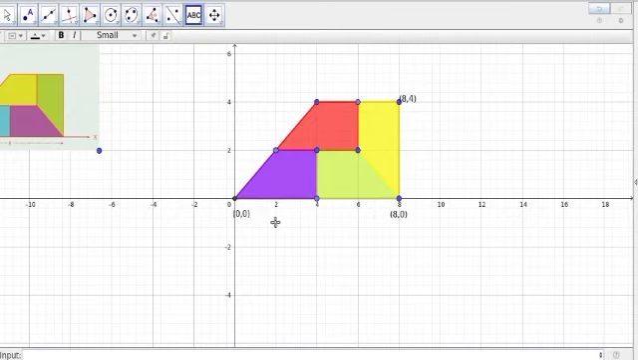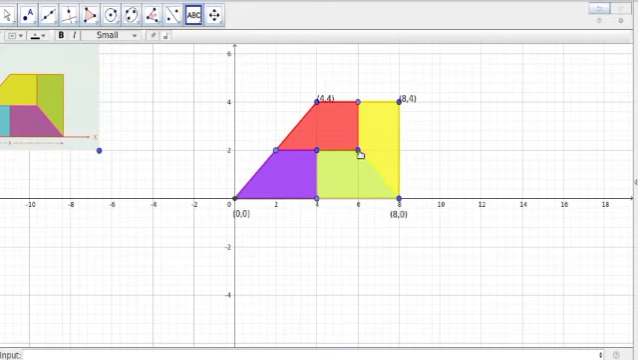See, this point is 4 centimeter on the x-axis and 4 centimeter on the y-axis. Therefore, the coordinates of this point is 4, 4. Similarly, we can find the coordinates of the other points. See, this point is 2 from the x-axis and 2 from the y-axis. So this point is 2, 2. Then this point is 4 from the x-axis and 2 from the y-axis. So this point is 4, 2.